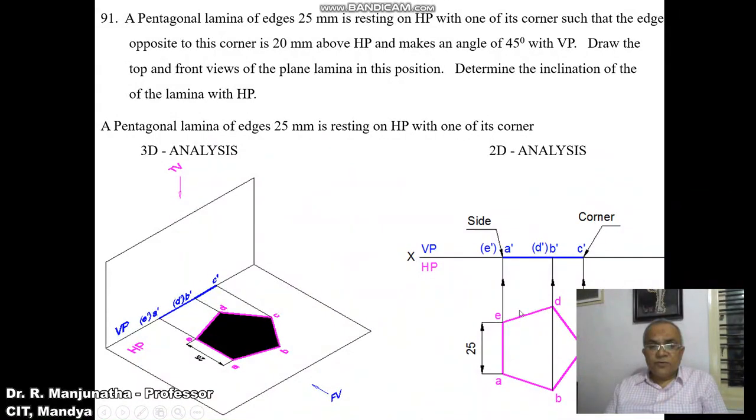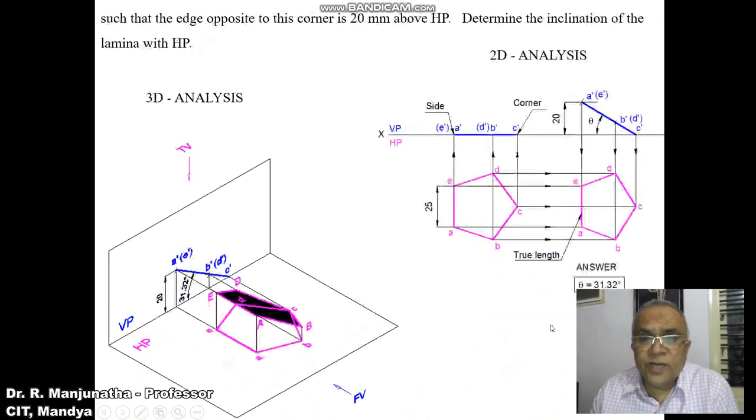When you look from the front view, we can see here this is A dash, E dash. The top view of A dash, E dash is AE. So this is a line. And when you look from the top view, you can see this is a corner. That is one point. So you are going to get the corner. So this is how we can do the analysis.